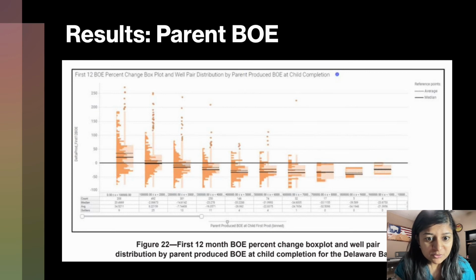Here's the first 12-month BOE percentage change in the well pair distribution for parent-produced BOE at child completion for the Delaware Basin. You'll notice that the better that the parent well produces, the worse the child well ends up being. But that can also be normalized based upon the completion as well.